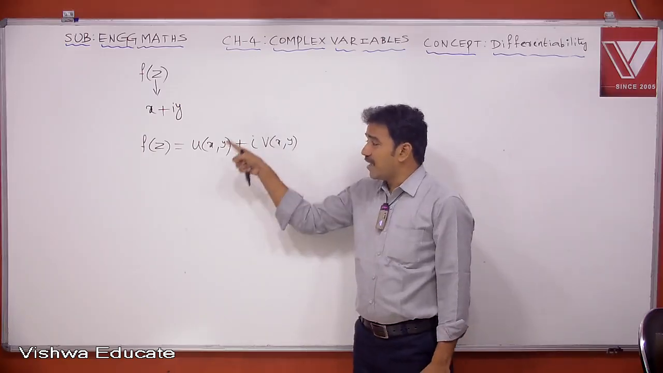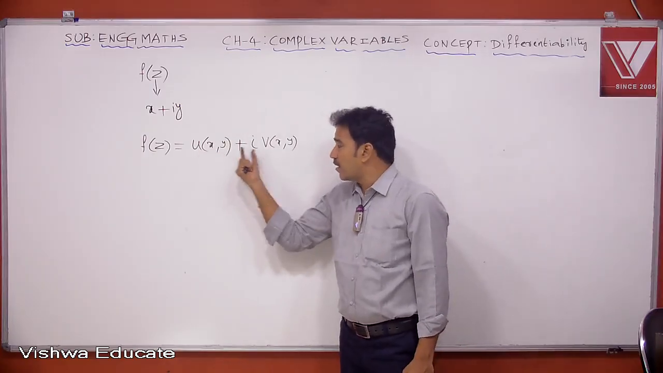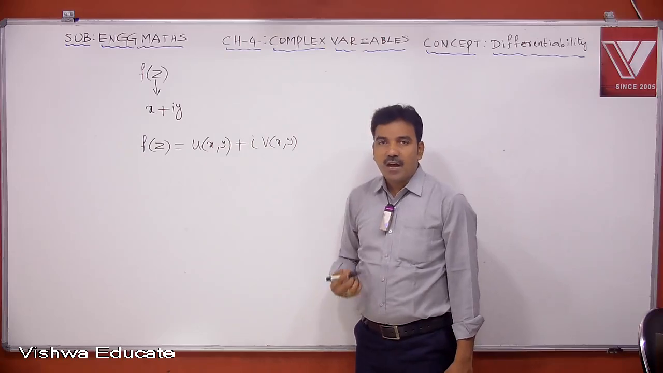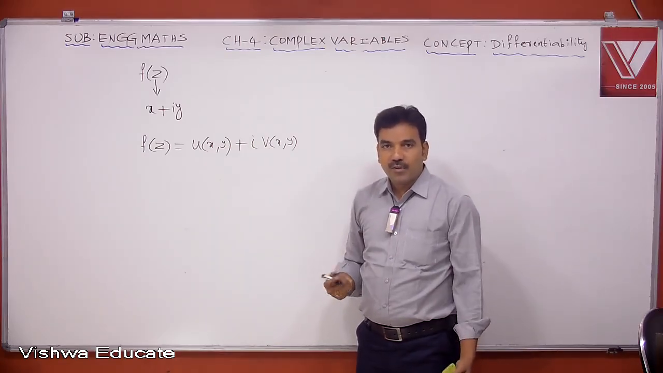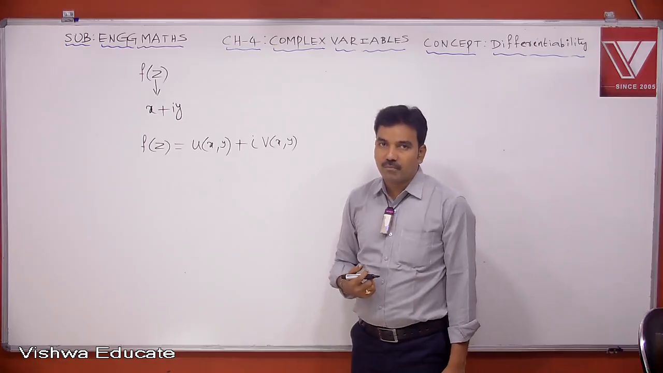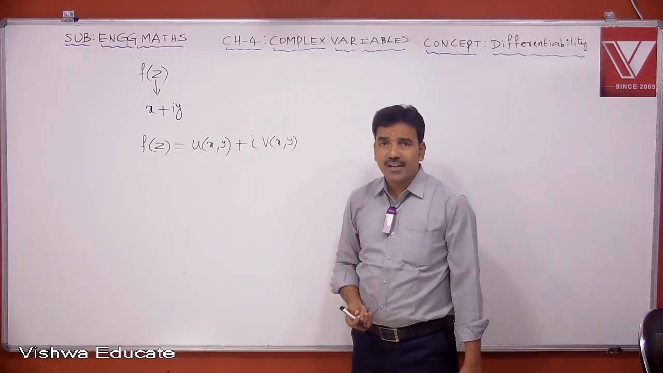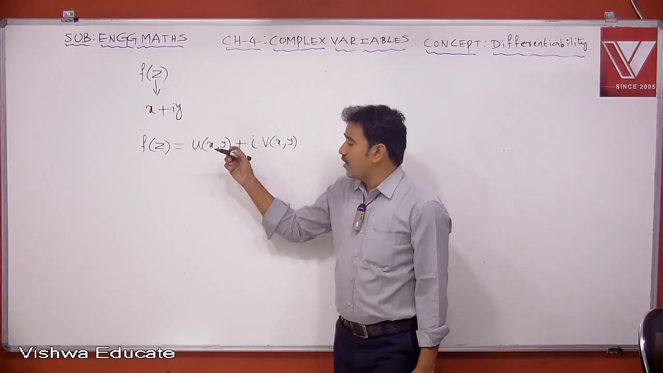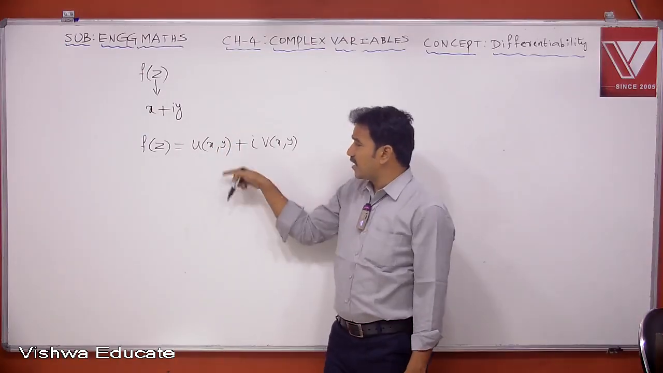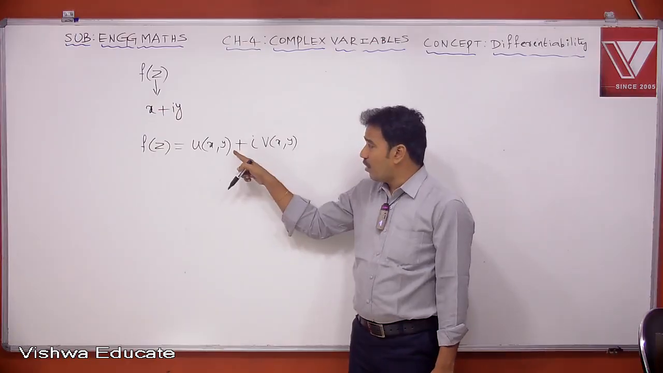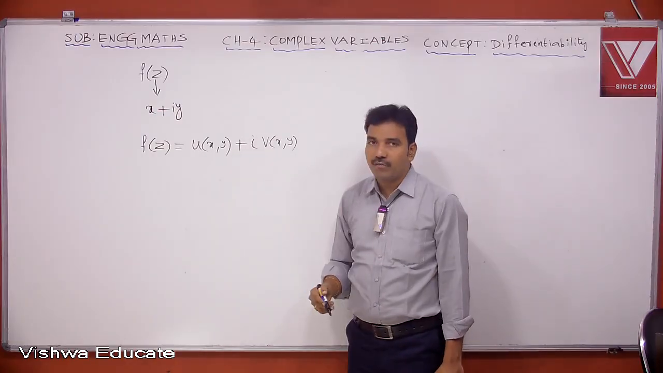The result is again a complex number. This is the real part and this is the imaginary part. I am saying that f of z is a complex valued function. That means when you replace z by a complex number x plus iy, the result is a complex number. Therefore z is replaced by x plus iy, and the expression becomes u of x comma y plus I into v of x comma y.